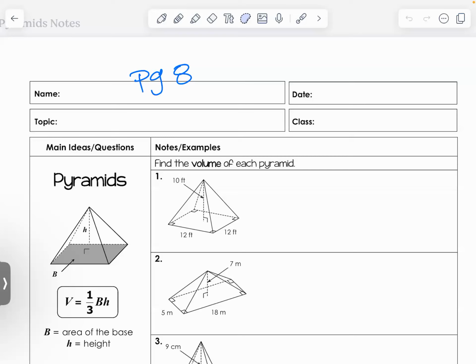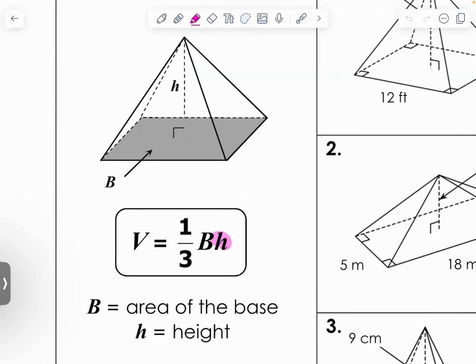Okay, to find the volume of a prism, we take area of the base times the height. To find the volume of a pyramid, we're going to take 1/3 area of the base times the height. So it's very similar to what we did with cylinders to cones. For a prism we do the same thing, but for a pyramid, we just have to throw a 1/3 out in front of it.